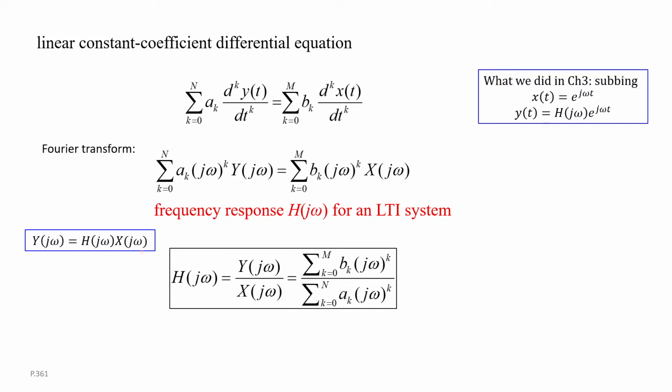Okay, and we did this a little bit in chapter 3, where we can get the big H of the system by substituting x of t equal to e to the j omega t. Because we know e to the j omega t is the eigenfunction of your LTI system, you will get a corresponding eigenvalue here, and you can divide both sides by e to the j omega t. But now we have our favorite convolution property, so we can do this even smarter.